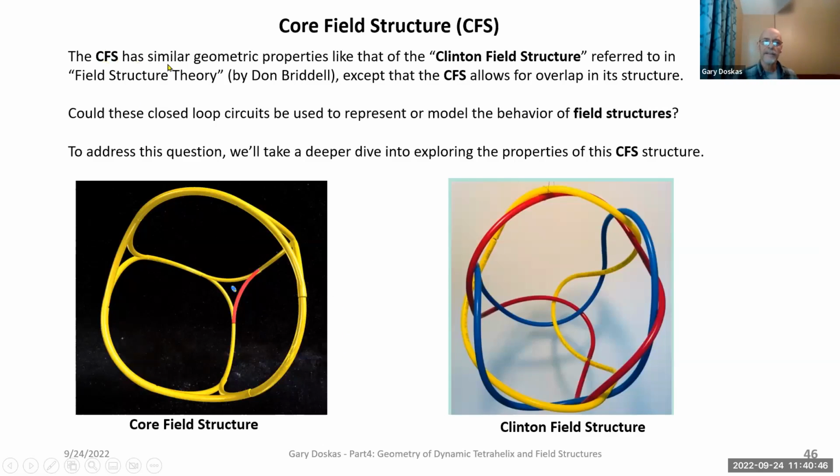So the CFS has similar geometric properties like that of the Clinton field structure, referred to in field structure theory by Don Bradell, except that the CFS allows for overlap in its structure. Could these closed-loop circuits be used to represent or model the behavior of field structures? So to address these questions, I'll take a deeper dive into exploring the properties of the CFS structure.